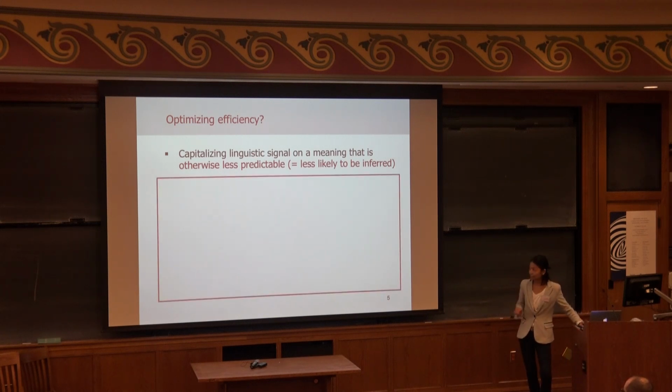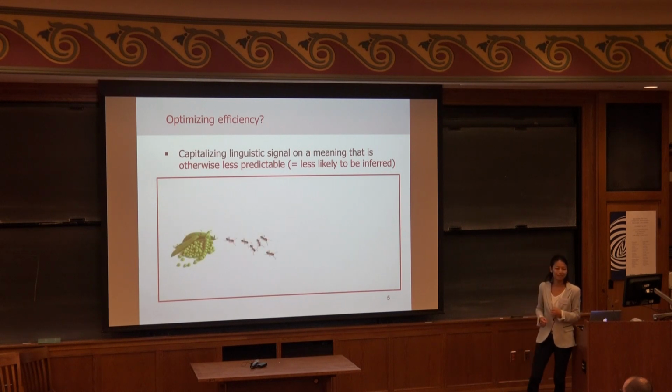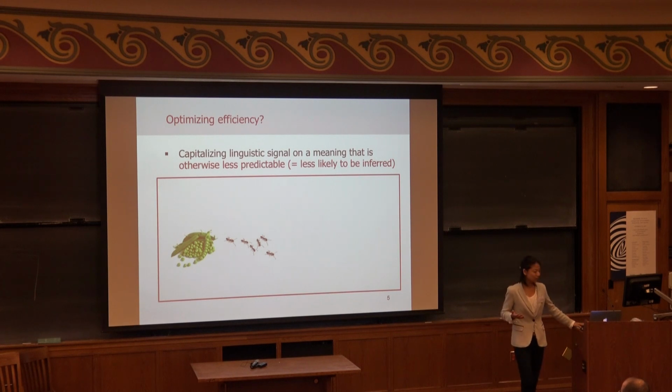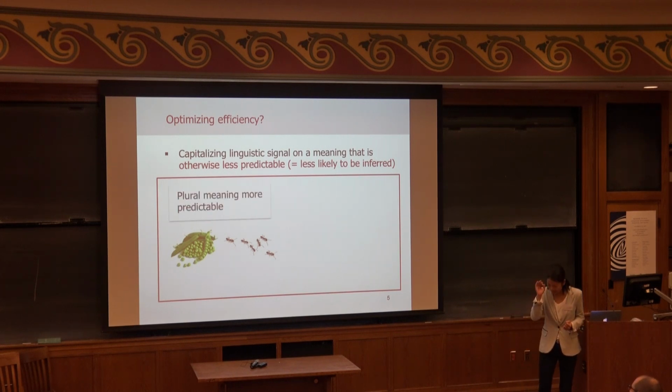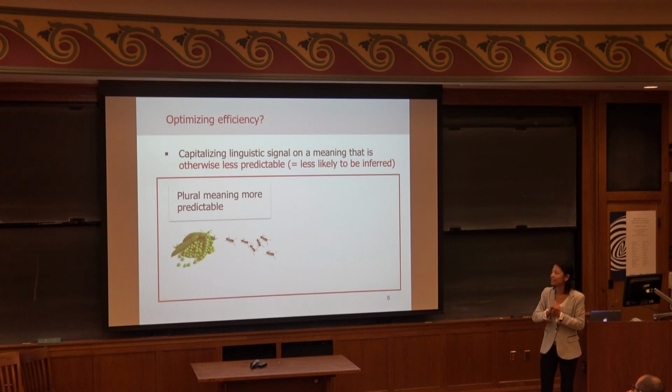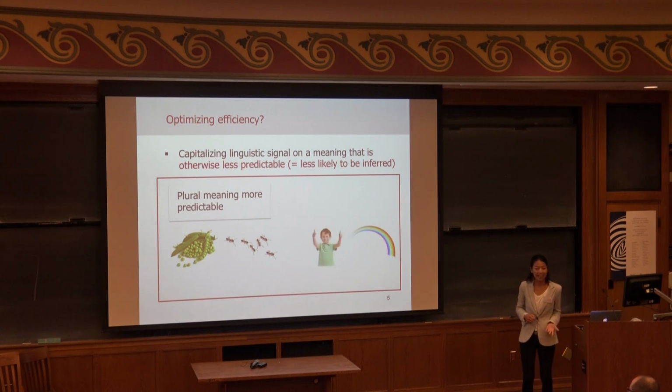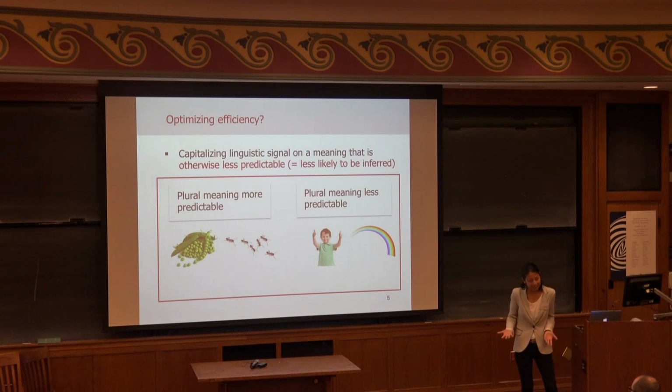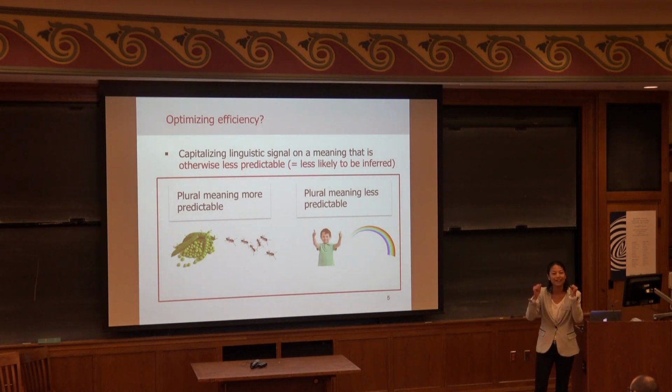So for referents like peas and seeds and little insects like ants, plural meaning is more predictable in the sense that when you see one, there are likely to be more, right? And you don't usually talk about just one instance of a pea, so the plural meaning is more predictable based on your world knowledge. But for a referent like a child, or maybe a rainbow, the plural meaning is, in some sense, less predictable. When you see two rainbows at the same time, you want to mention it. It's noteworthy, and the meaning is otherwise less predictable.